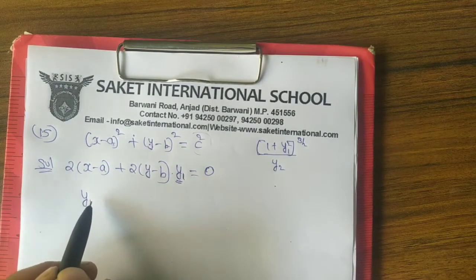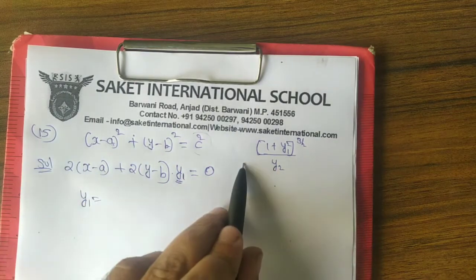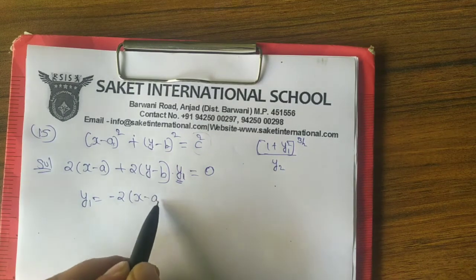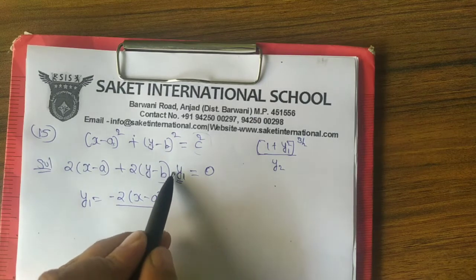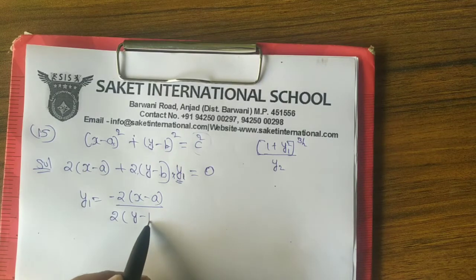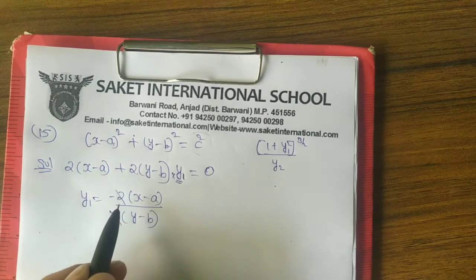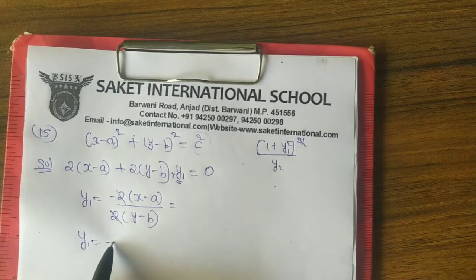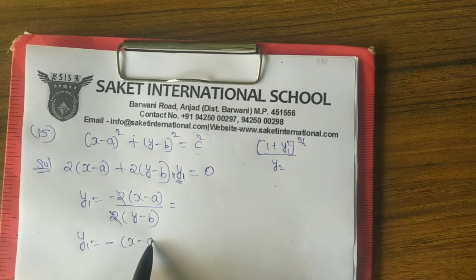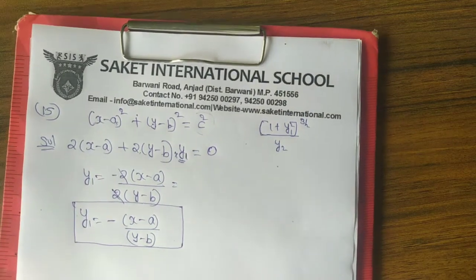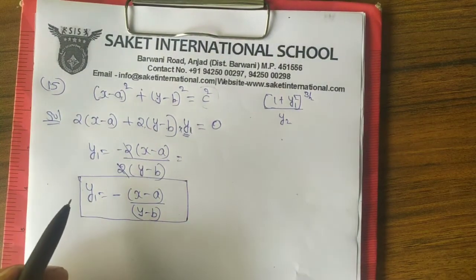So y1 will be equal to, this part will be transferred to this side, so it will become minus 2 into x minus a, and since it is in multiplication, it will be in divide. So y into x minus y, 2 and 2 cancel out, so we are left with y1 is equal to minus x minus a upon y minus b. So it is the differentiation for the first time. Now we have to differentiate it twice.